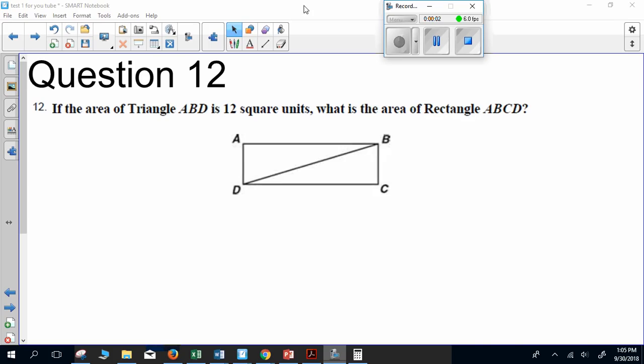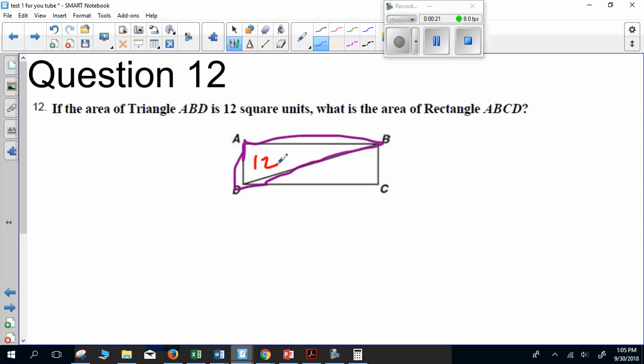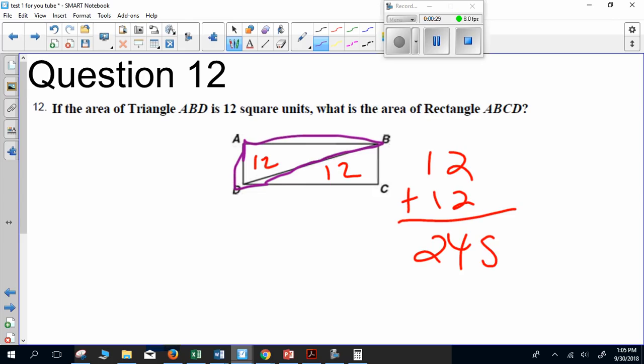Question 12. If the area of triangle ABD is 12 square units, so that means I'm looking here, A, B, D. So that triangle right there is 12 square units. If that triangle is 12, that means that that triangle is 12. So 12 plus 12 equals 24 square units.